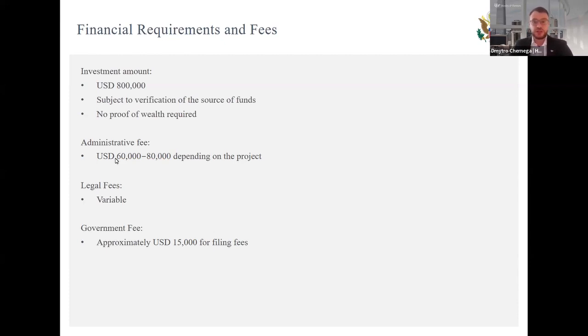Administrative fee. Depending on the project and the regional center, the admin fee is usually something in between $60,000 to $80,000, usually not refundable. Again, this is subject to discussion and negotiation with the regional center. Legal fees are variable and depend on the complexity of the application, the complexity of the source of funds, and family composition, but it usually does not exceed $35,000 to $40,000. And the government or filing fees are something around $15,000. So overall, we speak about $930,000 of all the expenses, where $800,000 is the returnable investment, and all the rest is in fees.